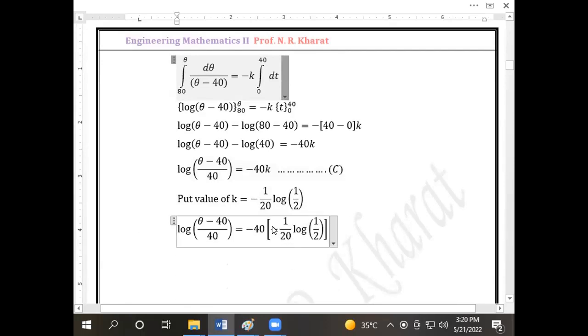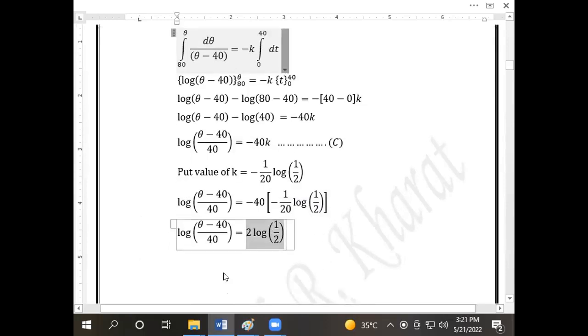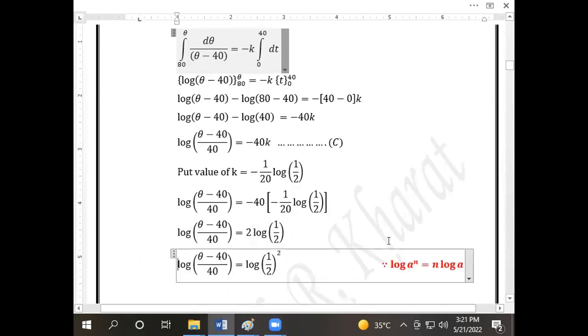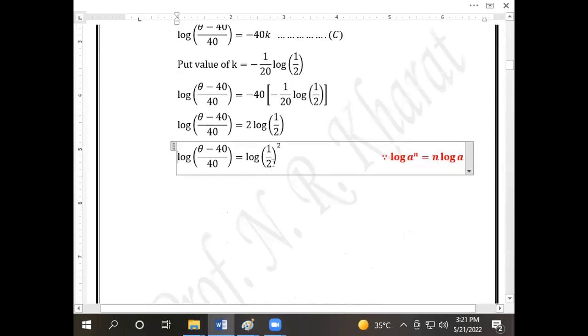Replacing the value of k in equation number C, we can find the value of theta. So we get log of theta minus 40 upon 40 is equal to minus 40 in bracket times minus 1 upon 20 log of 1 by 2. So minus 40 times minus 1 upon 20 becomes 2. The 2 is a multiplier on the right hand side of log of 1 upon 2. It becomes 1 upon 2 raised to 2 by the index rule. Again, 1 upon 2 squared becomes 1 upon 4.